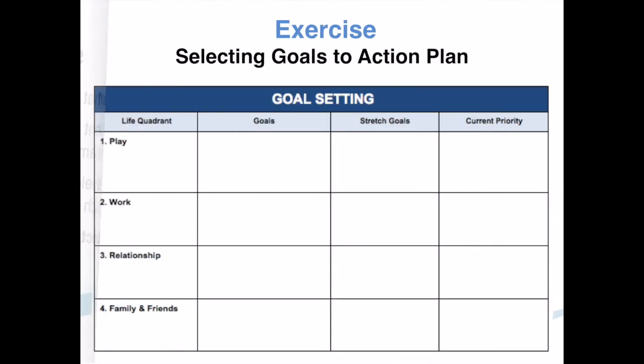Exercise: selecting goals to action plan. Take some time now and have a look at your workbook and complete the goal setting exercise for each of the 4 life quadrant areas. Note your goals and stretch goals and identify the current priority goal that you need as we conclude this module on goal setting. As always, I'll share the results of my exercise with you shortly.